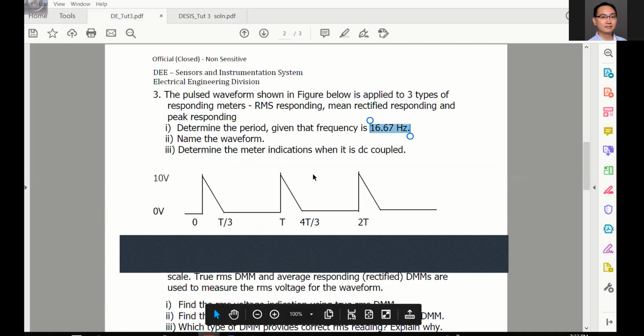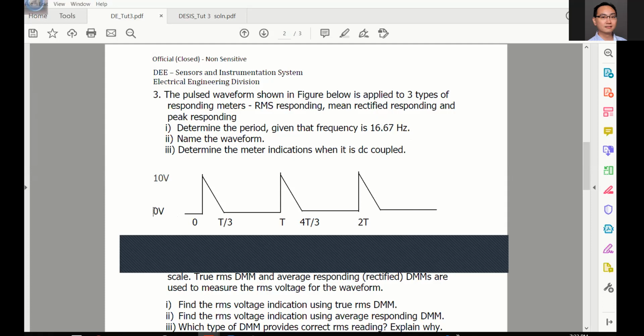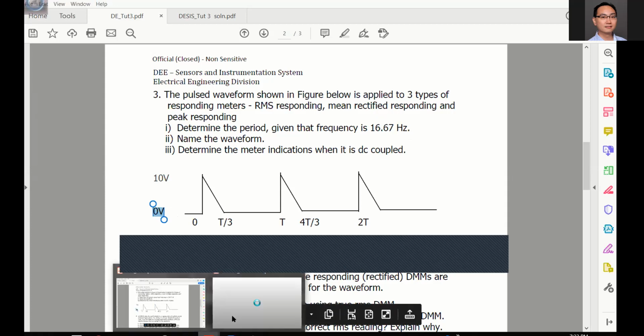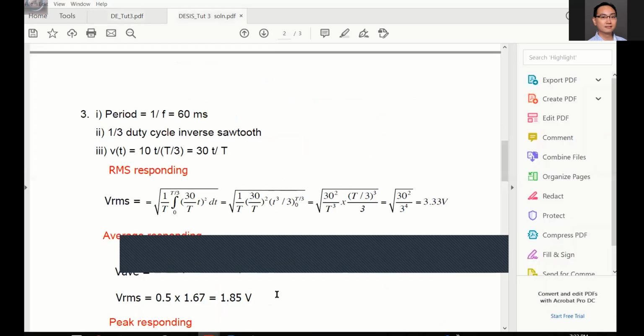Determine the period. Name the waveform. Determine the meter indication when it's DC coupled. When it's DC coupled, that means there's no AC signal. That means the signal is actually flat on the 0 volt. That's the meaning of using DC coupling. So I think it should be more or less there.